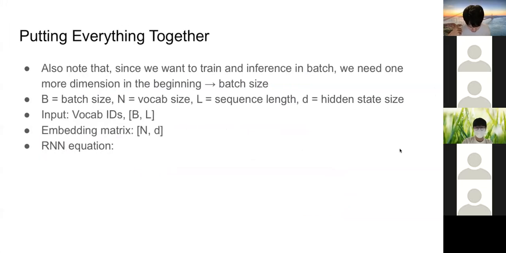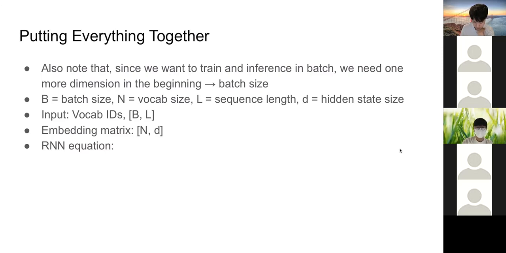So we put everything together and we actually saw how this would work in RNNs. I'm probably going to spend 1 minute on this slide because this can be a bit confusing, especially since I think I messed up a bit last time. Here, the input is vocab IDs, and the shape of this matrix will be batch size, comma, length of the sequence.